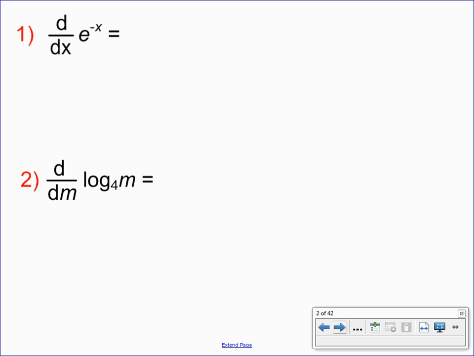So number one, we'll differentiate an exponential expression, and this is a regular base e exponential. And so I'll just use my words. The derivative of an exponential function is the exponential function itself.